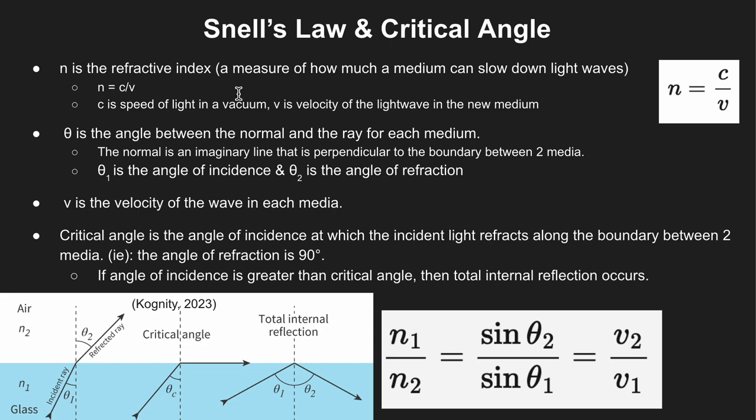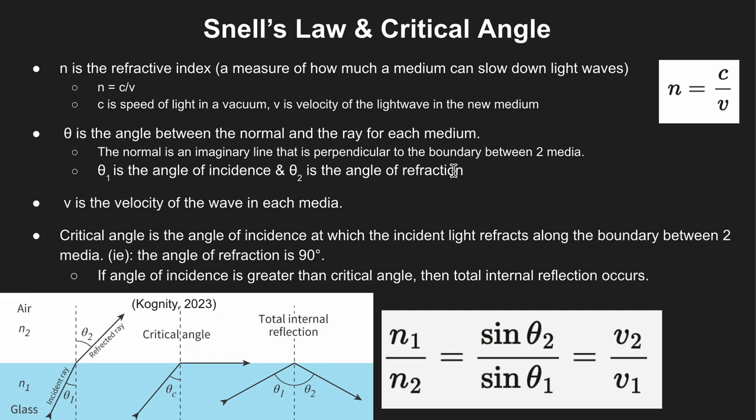Because as you remember, c is equal to the speed of light in a vacuum, which means that there's no medium. But because of the medium, because of there being more particles, it will slow down slightly. And n is just the ratio of those two values. And theta, as mentioned, is the angle between the normal and the ray for each medium, and the normal is the imaginary line perpendicular to the boundary between two media. So this is the normal here, for example. And theta 1 is the angle of incidence, theta 2 is the angle of refraction.